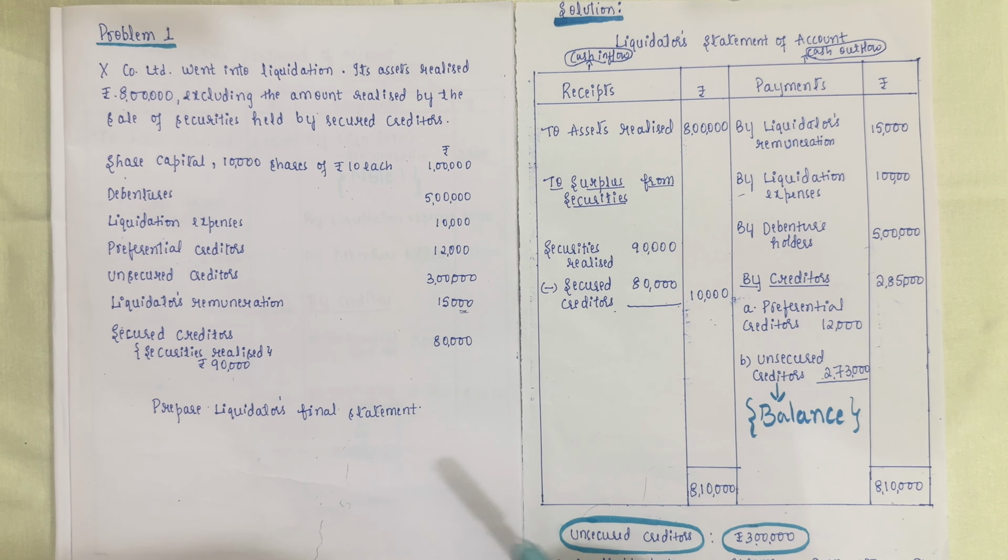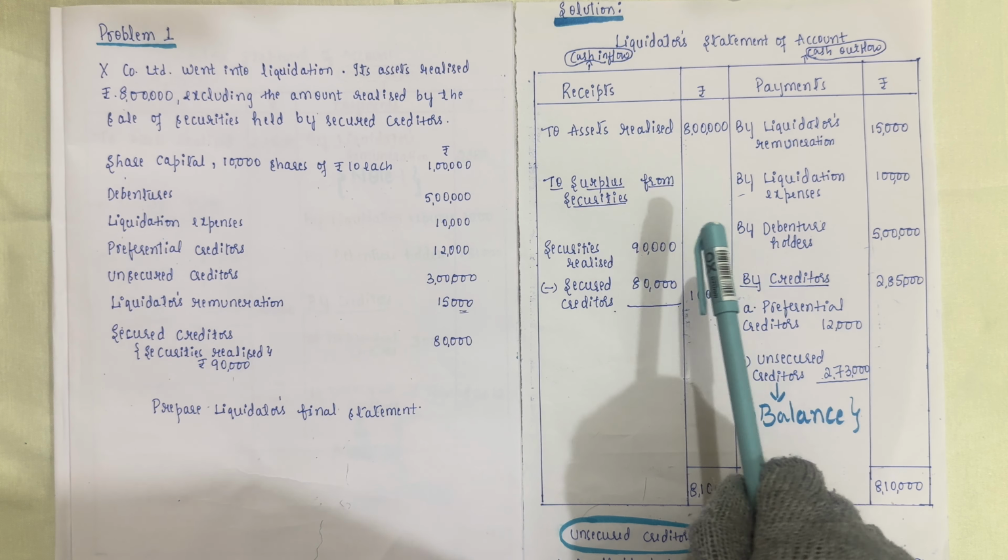Prepare liquidator's final statement. It's very easy. We just have to follow the format. Accordingly, we need to write under liquidator's statement of account. We cannot mix up however we want. We need to follow what is given under the format, I mean priority wise. Now, let us solve it.